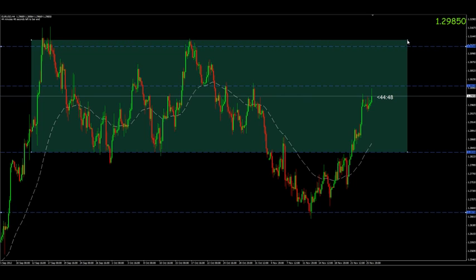So I'm doing this offhand, so if I say anything out of order, this is not scripted or anything. This is just me showing you how I trade ranges and how I get more than 100 pips per trade. So bear with me.